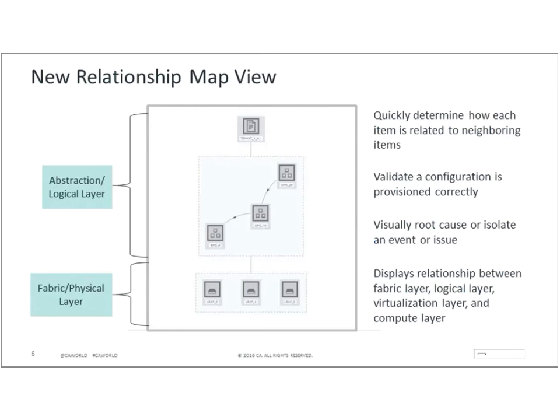So for example, new relationship maps. Here's a quick little screenshot of that. So being able to give our customers a quick determination of what's connected, what it's tied to, how things were provisioned, and if they were provisioned successfully. Neighboring items, of course, are very important when it comes to virtual network provisioning, validating that configurations are provisioned correctly, understanding and visualizing root cause, and then, of course, between the fabric layers, the logical layers, physical and virtual layers, determining and understanding those relationships. So easy to use, easy to understand relationship mappings for Cisco ACI deployments.